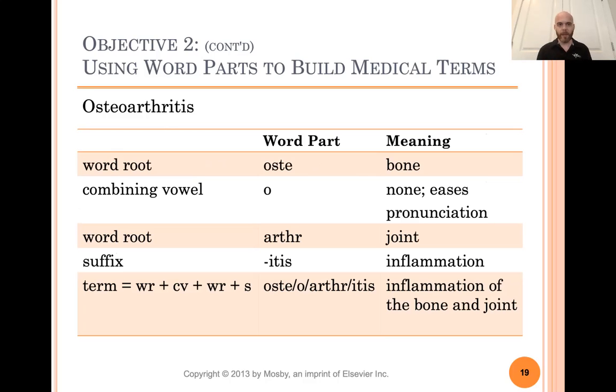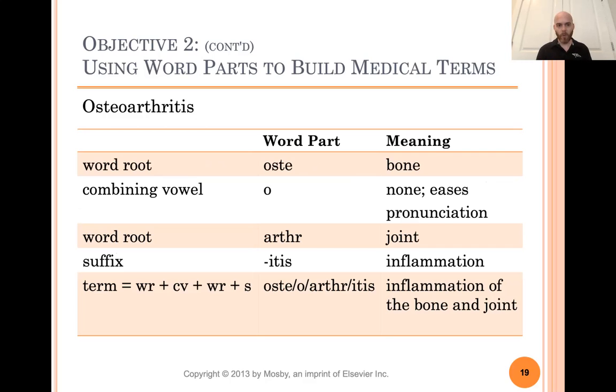Okay, let's do that again with osteoarthritis. Our word root is oste, which means bone. Okay, but look at this. We have another word root, arthr, which means joint. So now we've got two word roots. Uh-oh. Don't let that scare you.